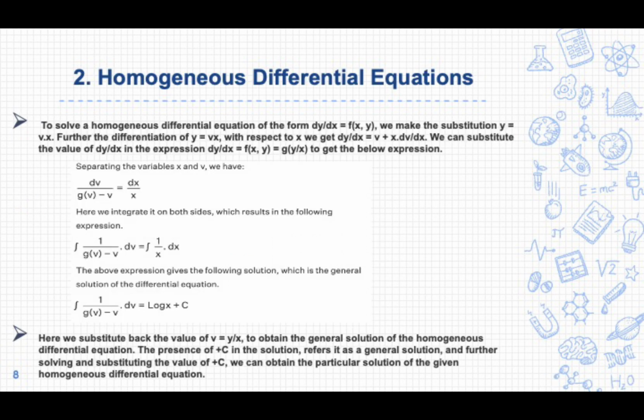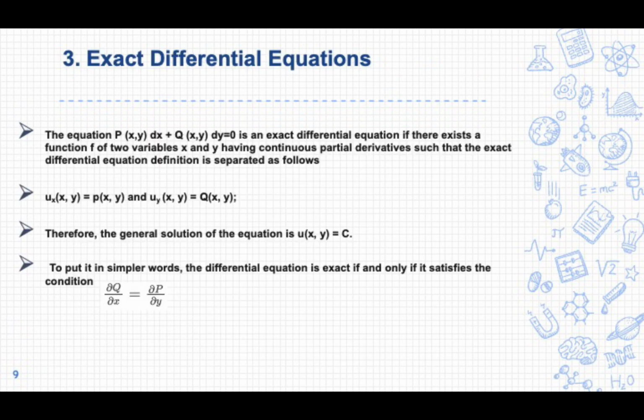To solve a homogeneous differential equation, we make the substitution y equals vx. Differentiating y equals vx with respect to x, we get the equation beside. We can substitute the value of dy/dx in the expression beside to get the expression below. By separating the variables x and v, we get the equation below. Then integrating both sides results in the following expression. Lastly, we substitute back the value of v equals y divided by x to obtain the general solution of the homogeneous differential equation.